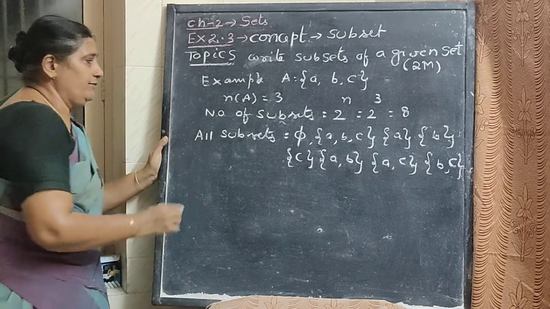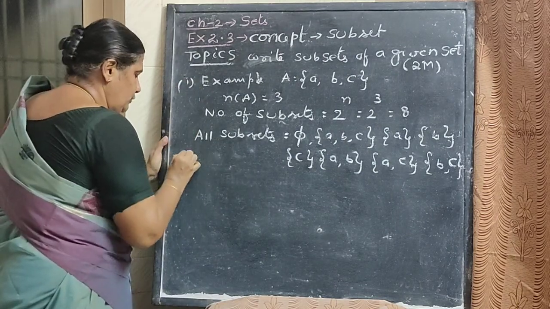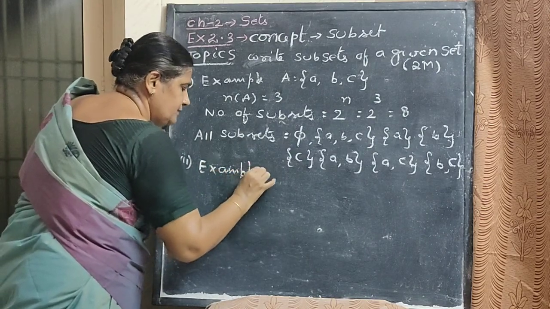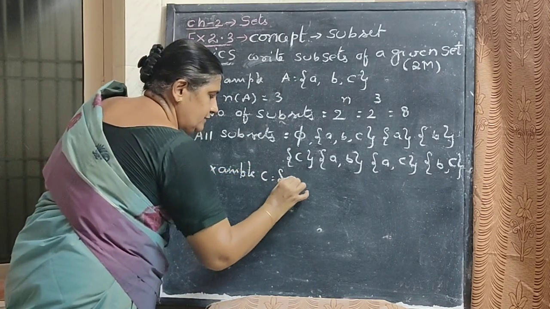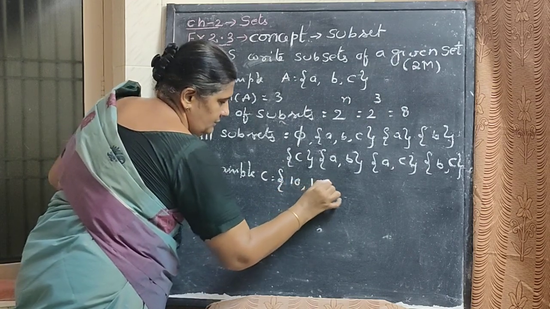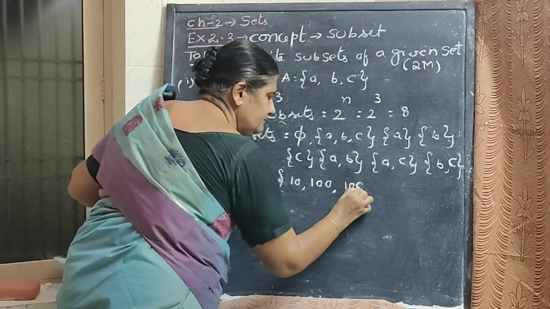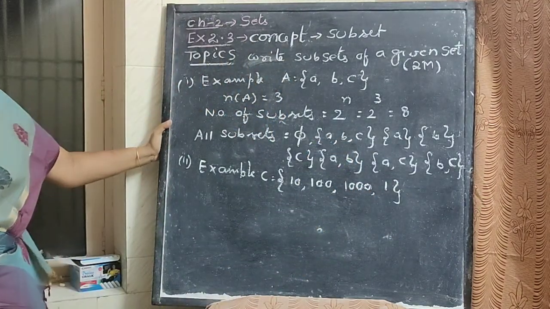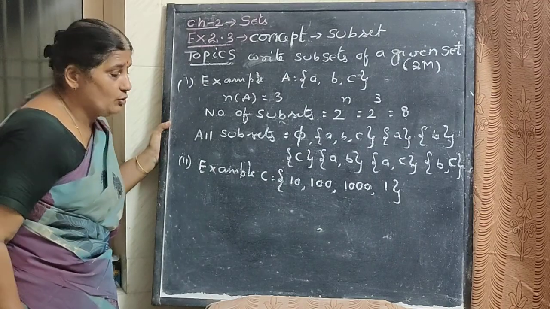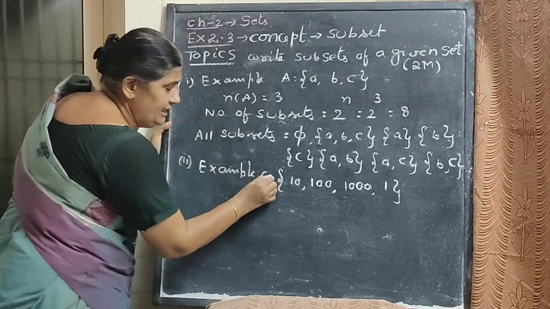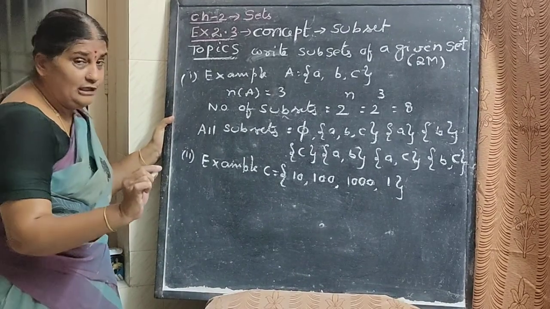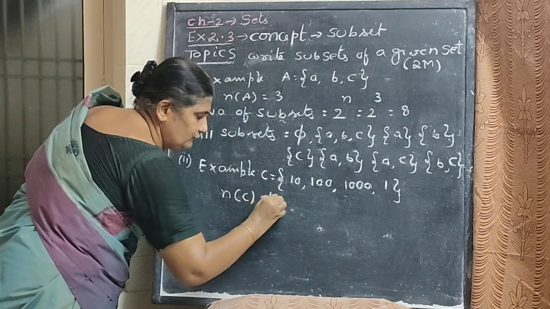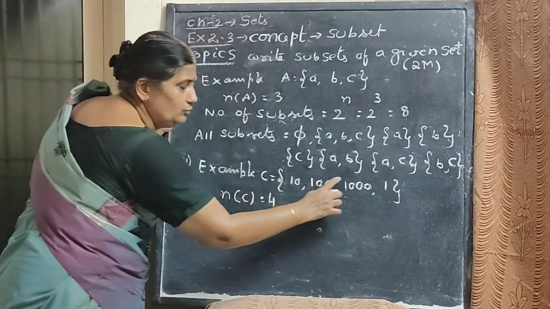Now one more example I will take. Example 2. C is equal to the set {10, 100, 1000, 1}. How to write subsets of a given set? How many elements are there? 4. So, for any set, how to write subsets? First, write down the cardinal number. n of C. How many elements are there? 1, 2, 3, 4.